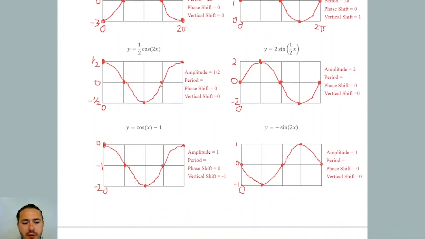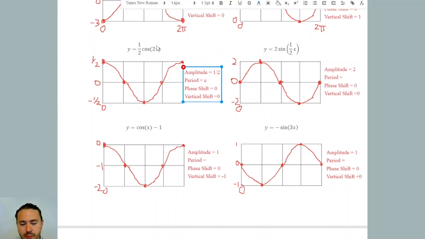For this third one, now we do have a coefficient here. We actually have something a little bit different. We've got 2 pi divided by 2, because our b value is 2 here. So 2 pi divided by 2 is going to reduce. These 2's are just going to reduce to 1, and so our period is actually just pi.